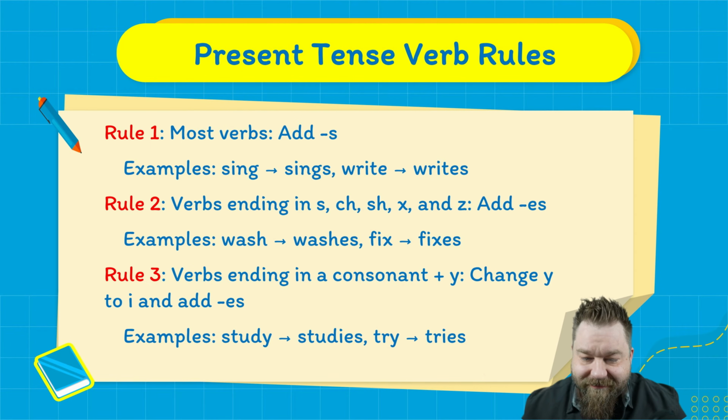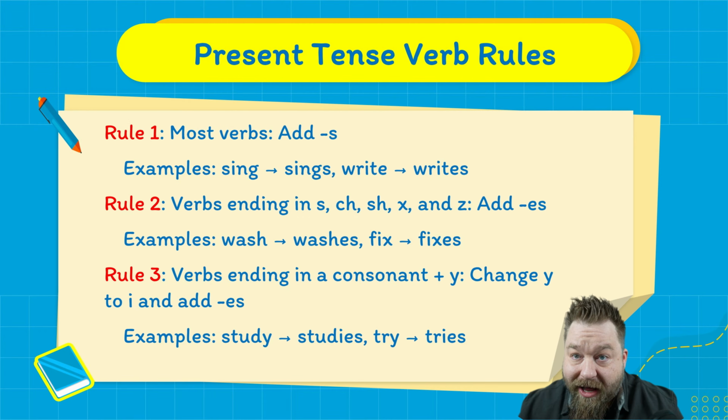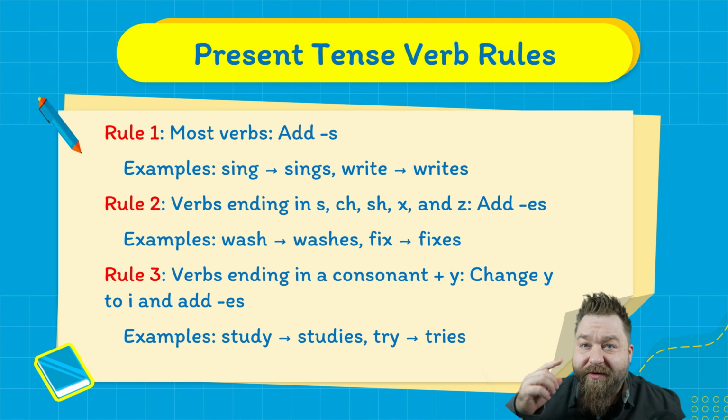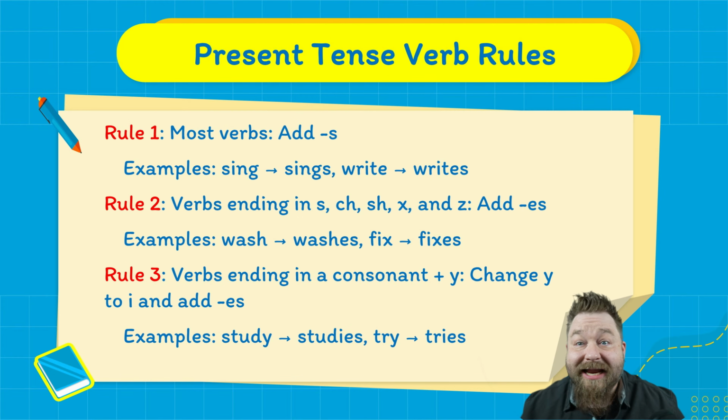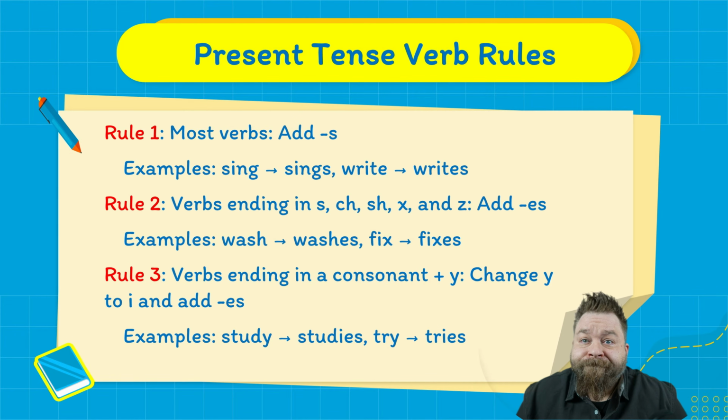Rule number 3. Verbs ending with a consonant and a Y. We change that Y to an I and add ES. Like every kid that I remember being around in school, we all had to remember that. We changed the Y to an I and add ES. It was like a little song thing we all had to do. Sounds weird now, but we never forget it.